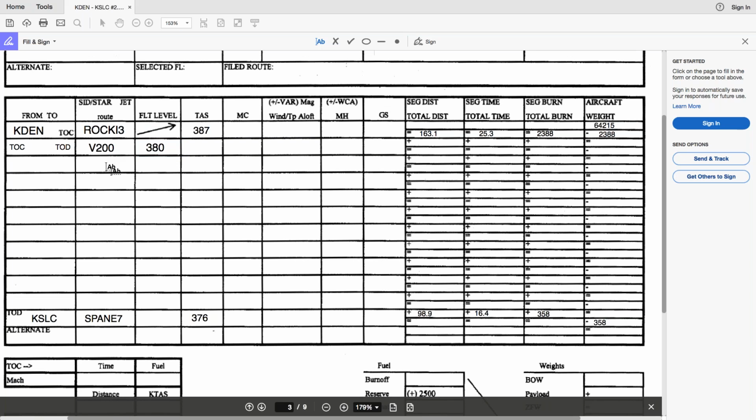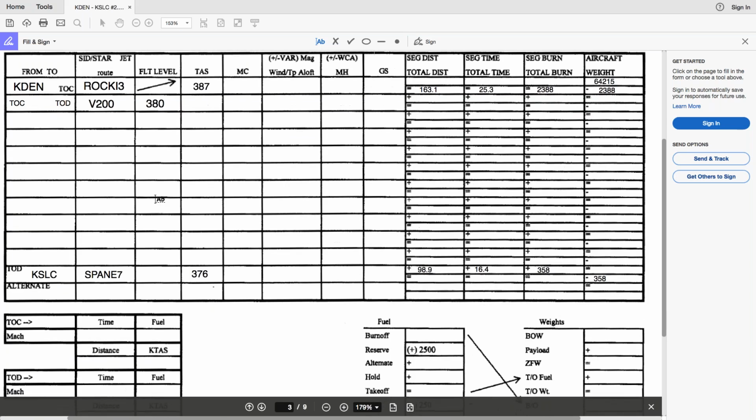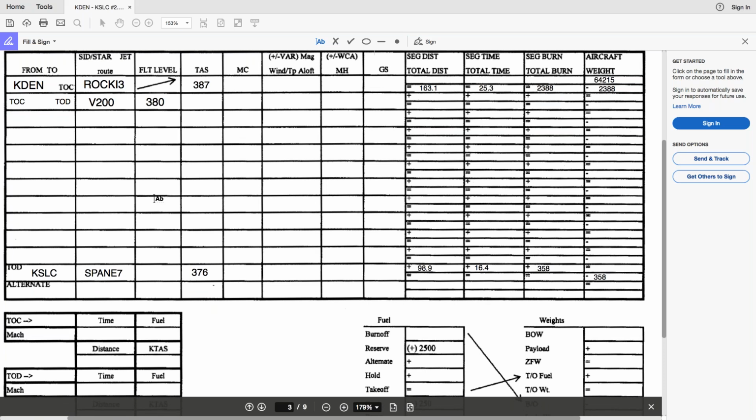That's for actual speed, right? TAS. TAS is our true airspeed.